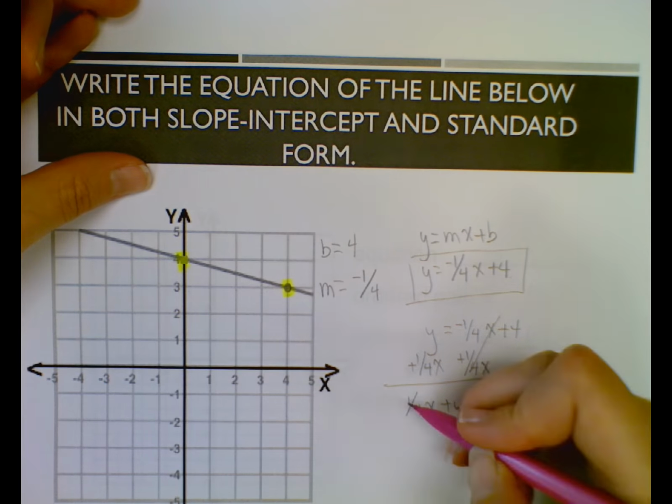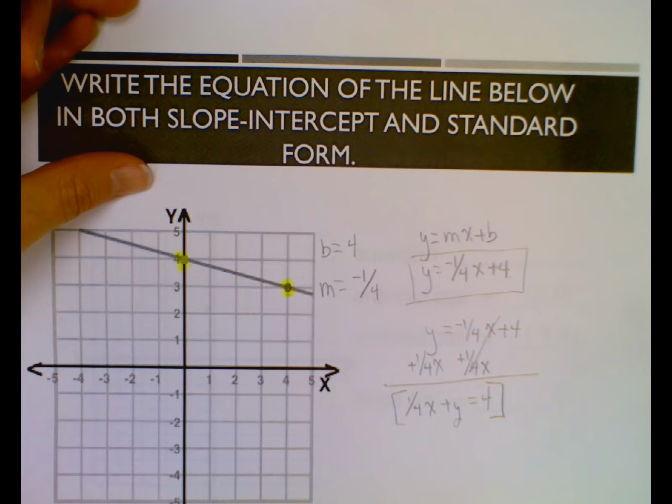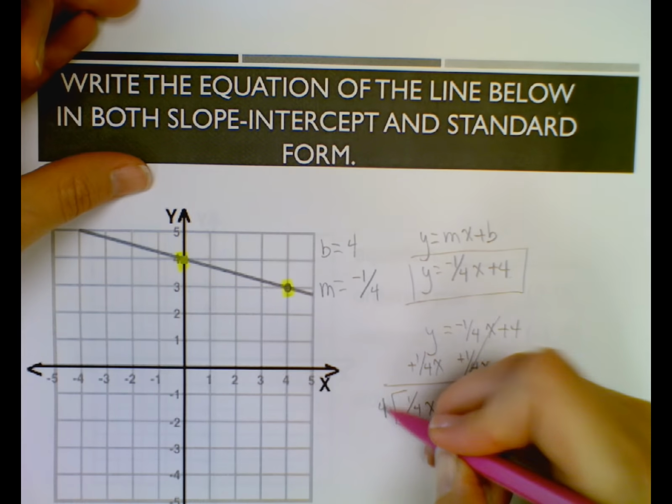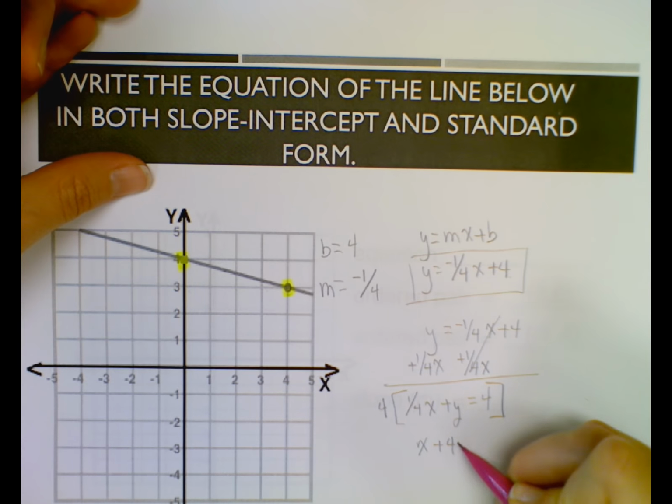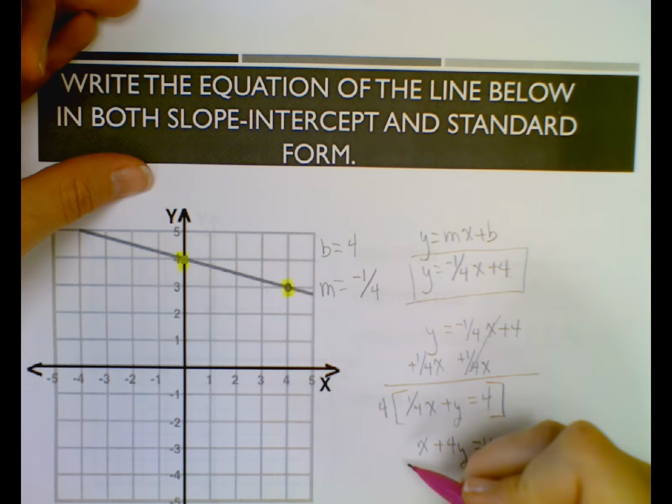And now I have to get rid of my fraction. It's already positive, so I don't have to worry about that. So I can just multiply everything by 4. 4 times 1/4, that's just going to be 1x plus 4y equals 16.